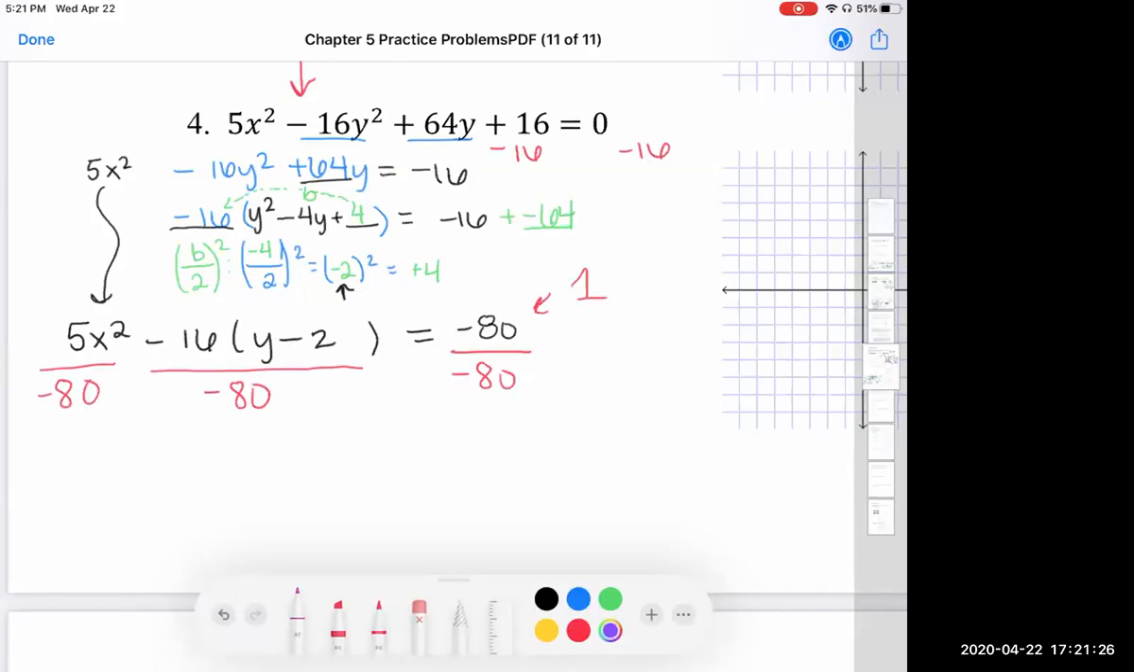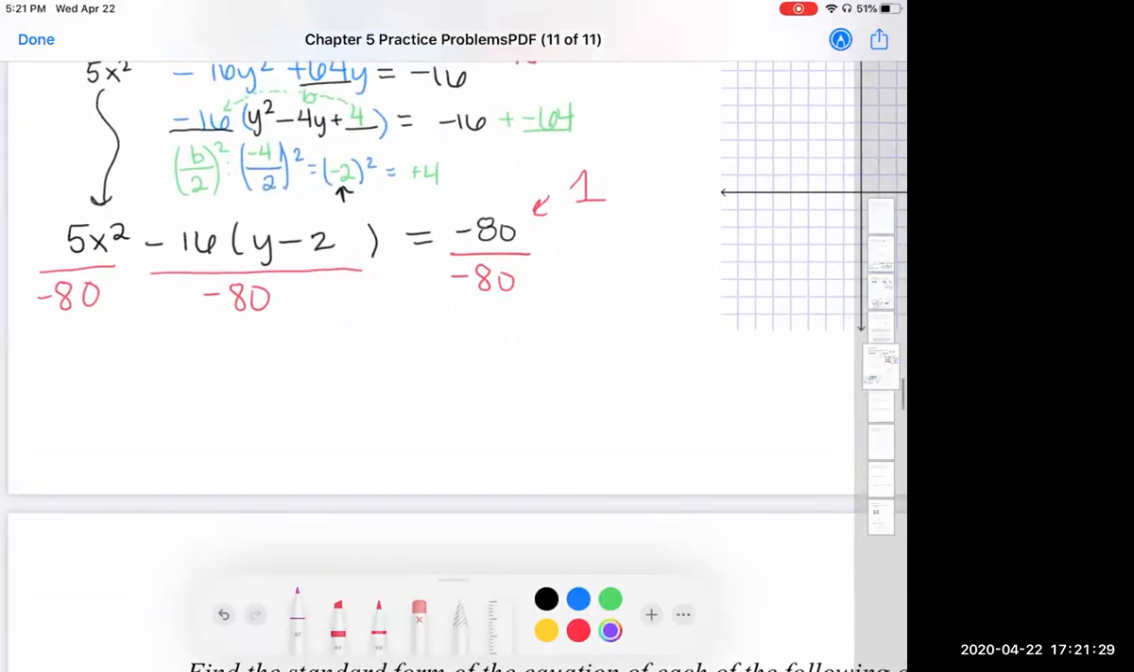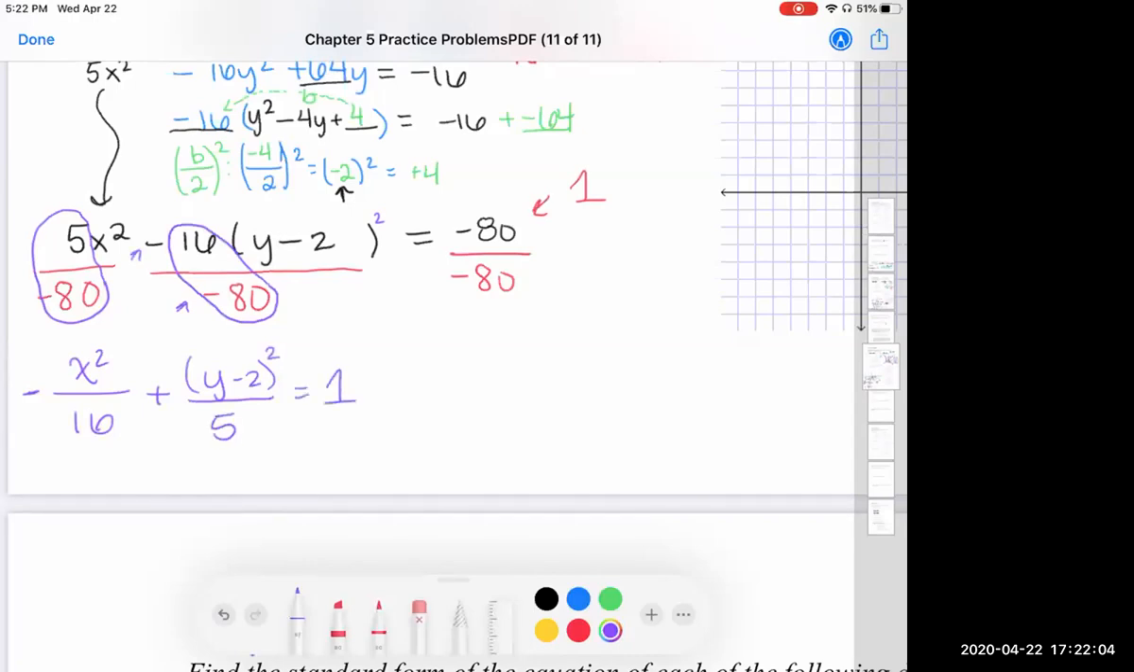Okay, what are we left with? We have to simplify each fraction. Luckily, they usually divide into each other. So 5 over 80, you can divide 80 by 5, and we're left with 16. So I have x squared over 16, but now that one's a negative, and a negative divided by a negative goes a positive. And 80 divided by 16 gives us 5. So this fraction simplifies to be 1 over 5. So I have y minus 2 squared, I forgot the square, over 5 is equal to 1.